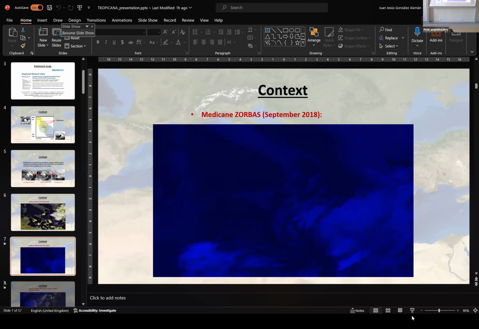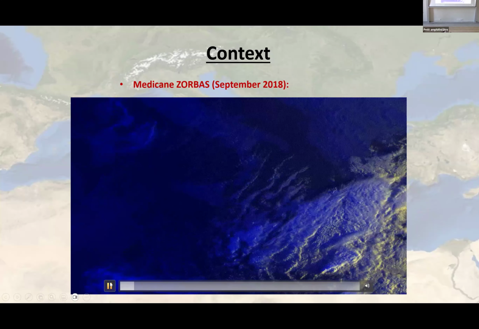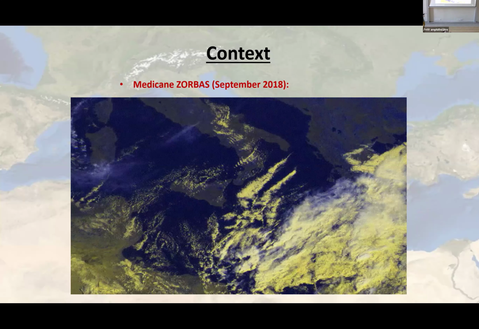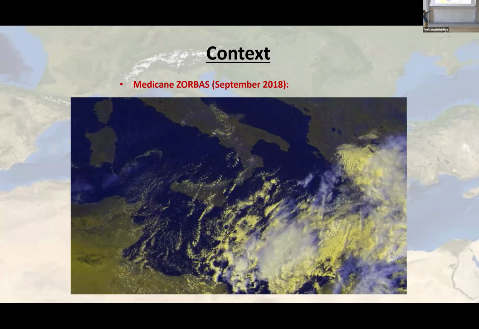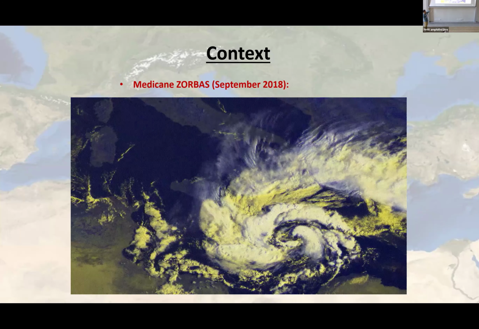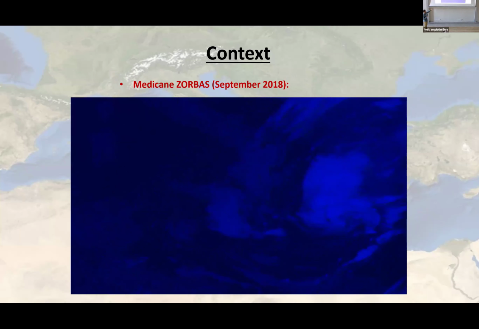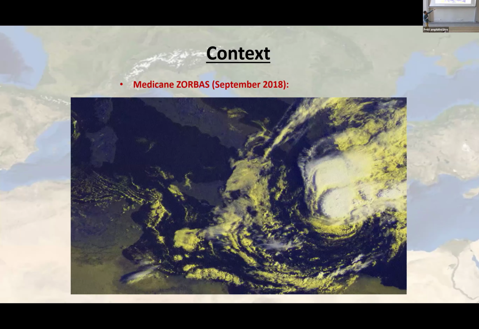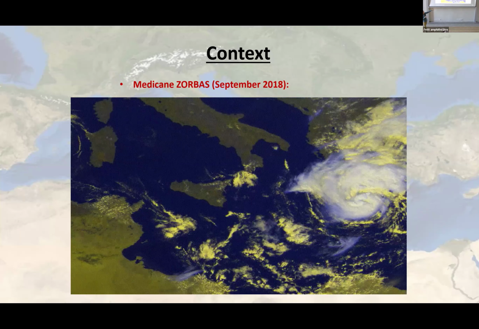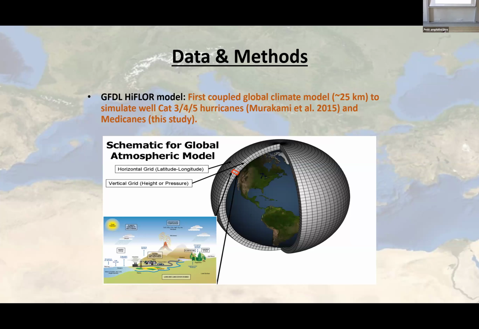It's an animation of the satellite, an example of how Torvas evolved. Initially it was a baroclinic cyclone and a warm seclusion cyclone, but at the end it showed that the convection started to surround the cyclone, and it underwent a tropical transition. You can also see the eye emerging from the convection. So this is the type of eye that we were talking about yesterday.